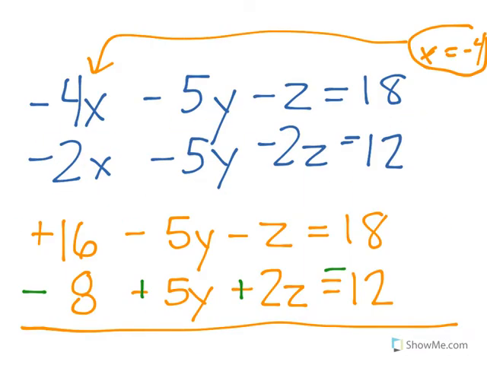So I'm adding these now. Oh, that variable is gone. Okay, and I get negative. Let me go to a new page here. I get 8 plus z equals 6. I'm going to bring that to a new page. 8 plus z equals 6.